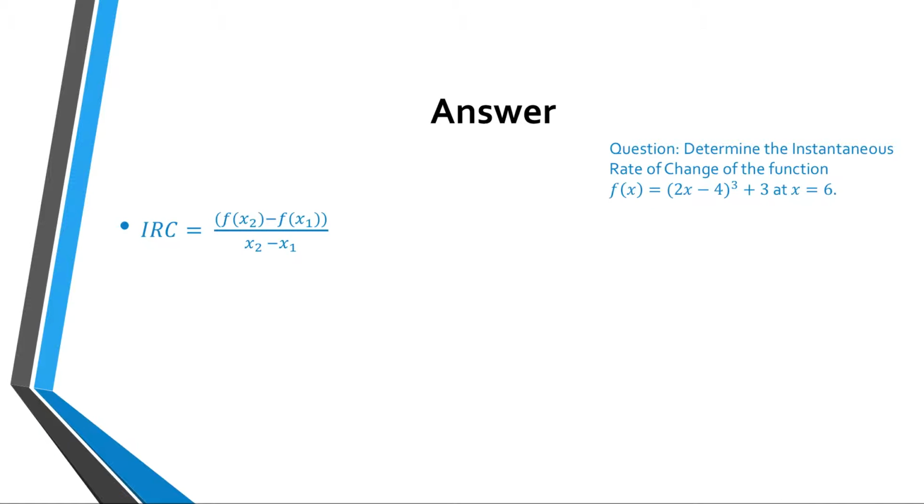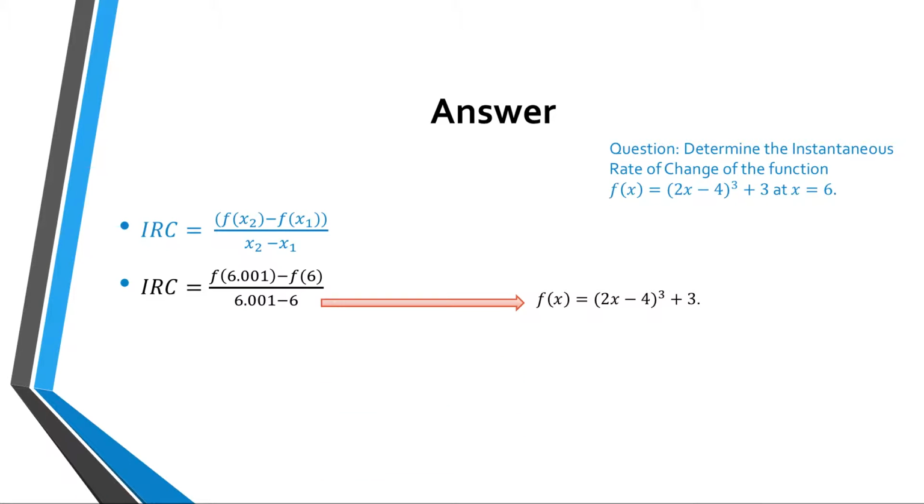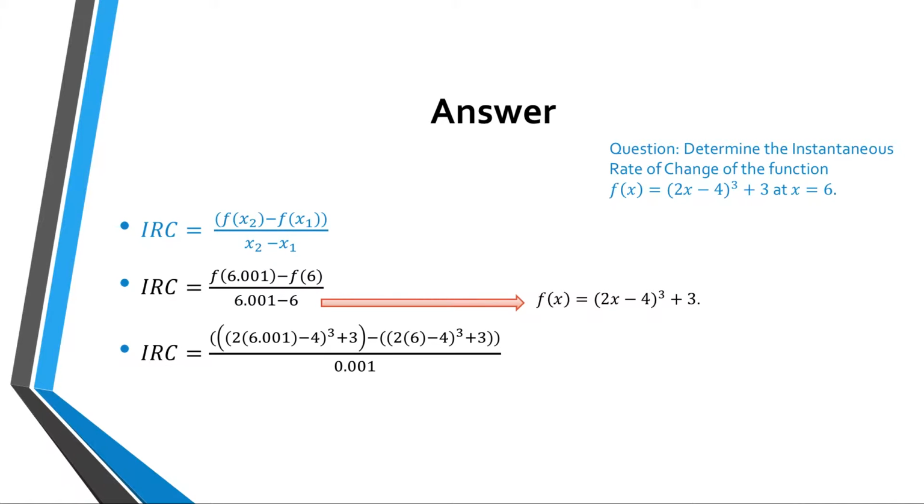Using the formula, in order to estimate the instantaneous rate of change at x equals 6, plug in 6.001 as f of x2 and 6 as f of x1. Then 6.001 as x2 and 6 as x1. Then, plug these values back into the rational function and into the instantaneous rate of change formula. This should give you a value of about 384.1 as your instantaneous rate of change.